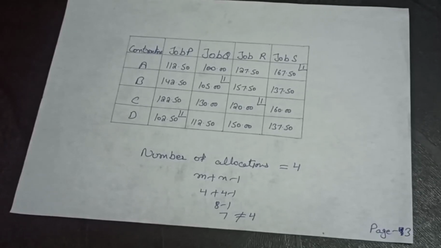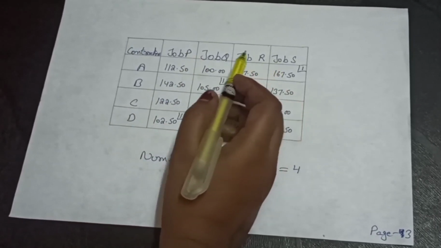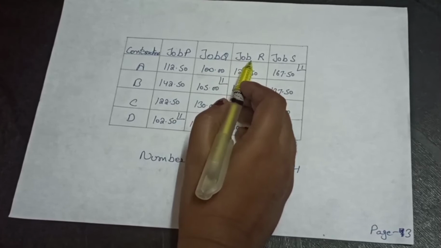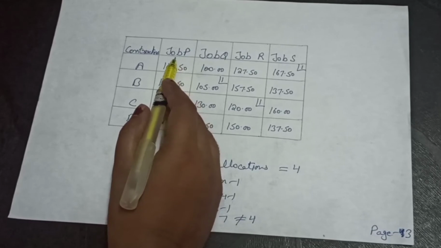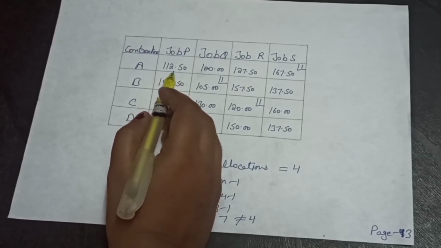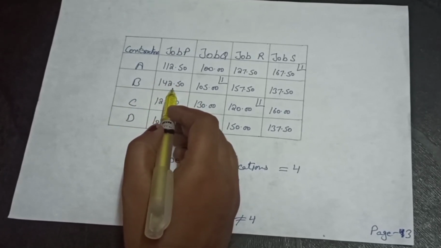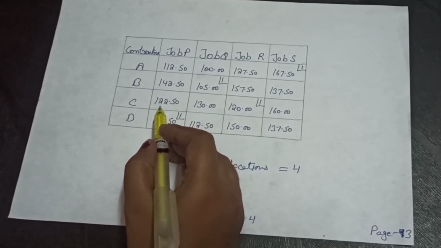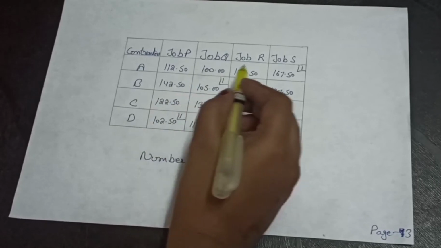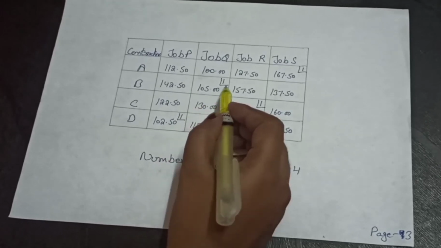So you can see here we have this matrix, and here we have contractors A, B, C, D, and these are the jobs: job P, job Q, job R, job S. You can see, if contractor A does job P, then the cost will be 112.5. If contractor B does this job, then the cost will be 142.5. If contractor C does this job, then the cost will be 122.5. In this way, you can see these are all the costs, and these are the assignments.